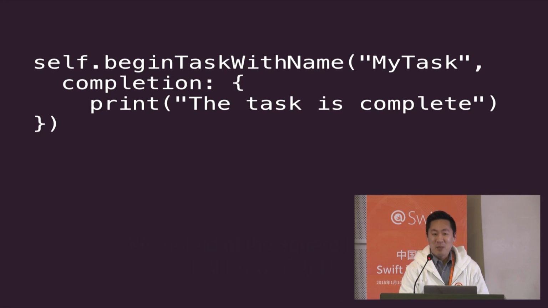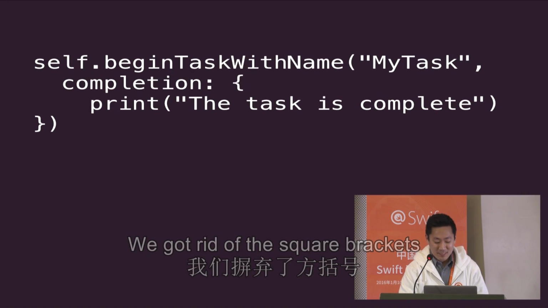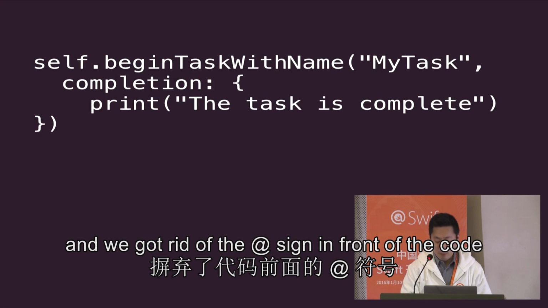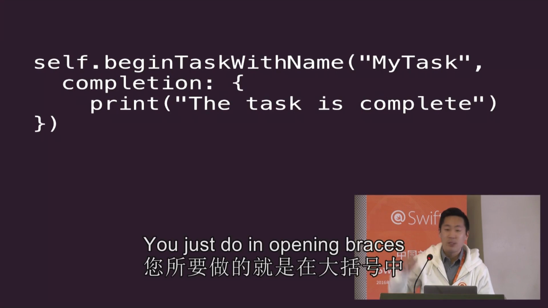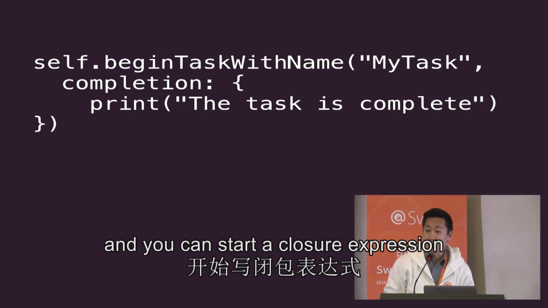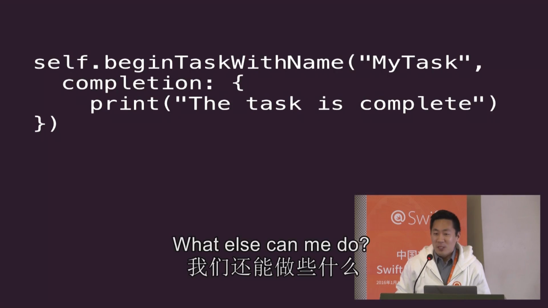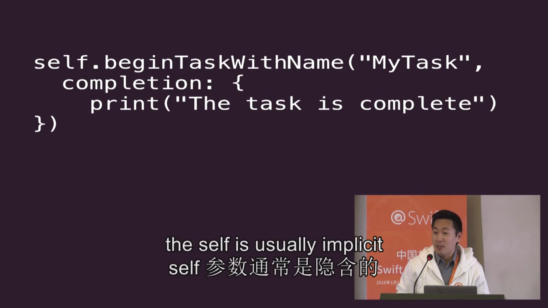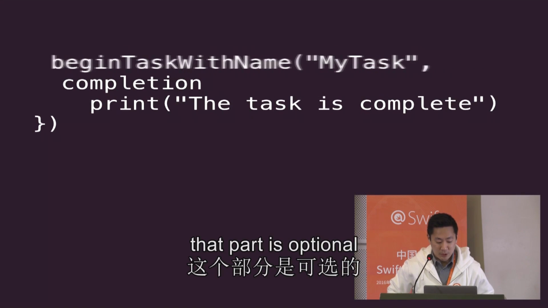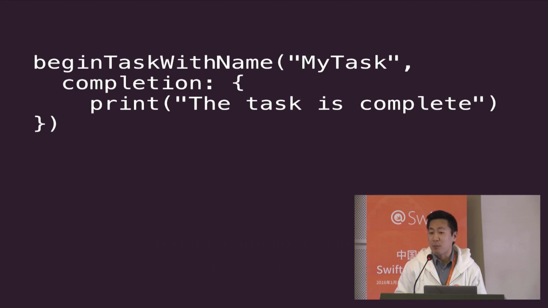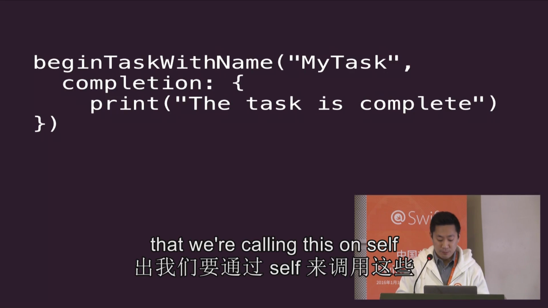A little bit better. We got rid of the square brackets, and we got rid of the at sign in front of the quotes. When you want to start a block, you don't have to do the caret character anymore. You just do an opening brace, and you can start a closure expression. That's not bad. What else can we do? In Swift, the self is usually implicit, unless you're inside a closure, so we can get rid of the self. That part is optional. And the compiler will know that we're calling this on self, so we should be OK.